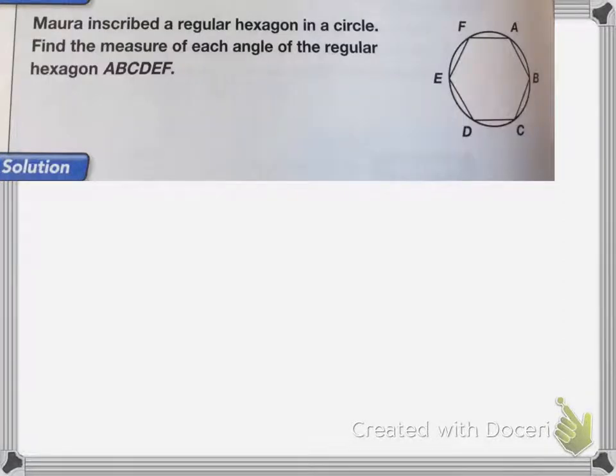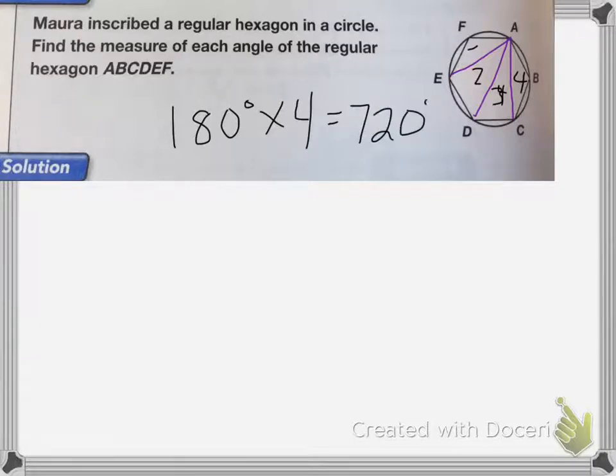On this one, we have that hexagon inside of a circle. It wants to find the measure of each angle of the regular hexagon, so it wants these interior angles. Well, we just saw that we can divide a hexagon into 4 triangles by drawing these diagonals. In a previous lesson, we learned that all the interior angles of a triangle have to equal 180 degrees. So since I have 4 triangles here, I can multiply 180 times 4 and get 720 degrees.